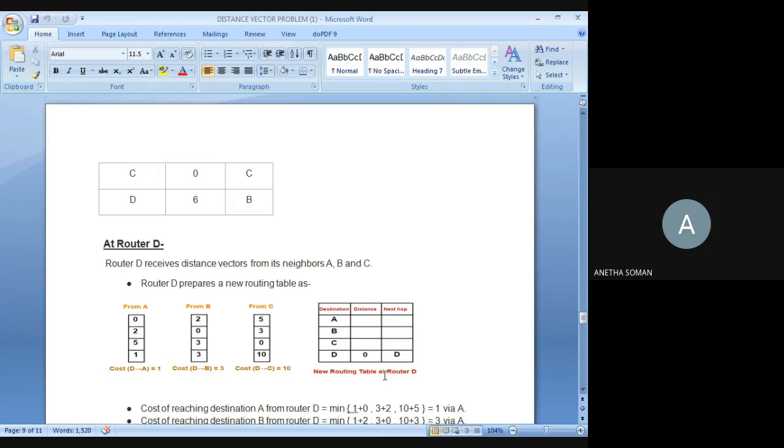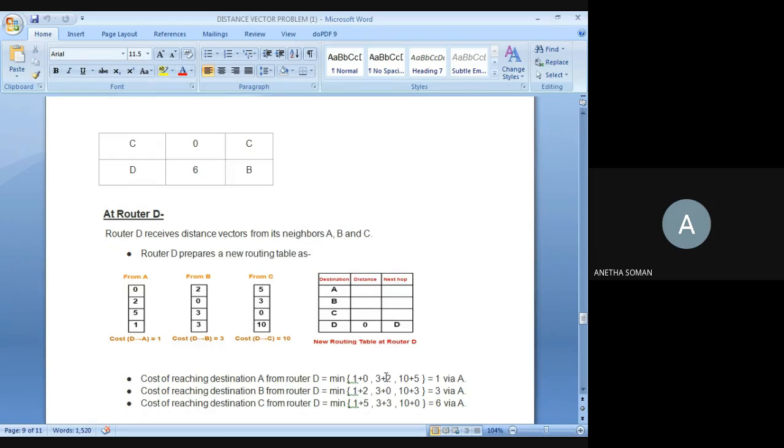You're reaching destination B from D. D to B, through A. Through A, it is easy. Through B means directly it is 7 you are getting. The first value, if you are looking into the graph, you are getting the minimum value at A only. Okay, so write it as A.